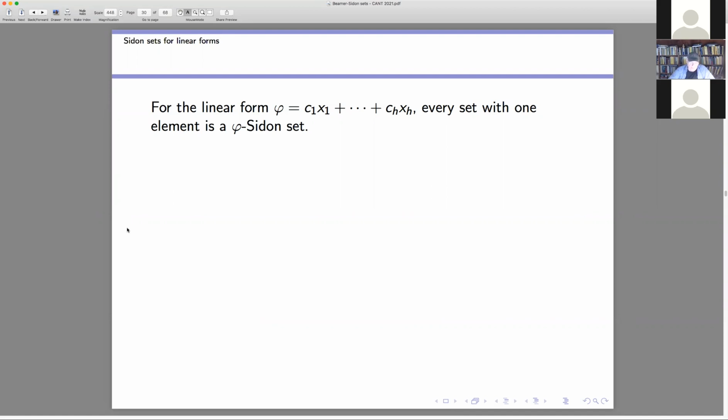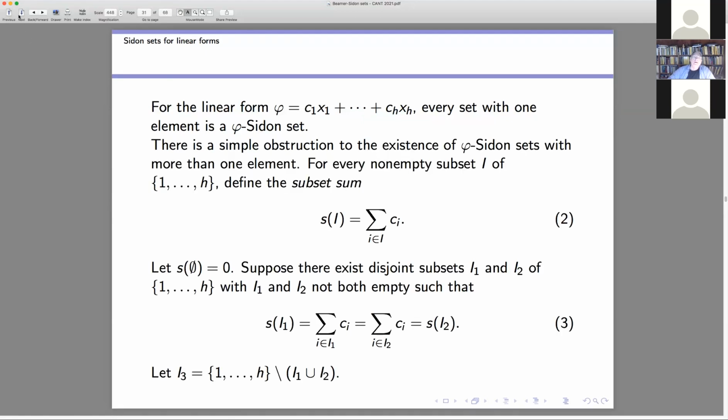Now, let's start with the most trivial thing. If you take a set with just one element, it's a Sidon set for everything, because there's only one H-tuple. There's nothing else. So every set with one element is a phi Sidon set. And you might ask, well, okay, that's not so exciting. What about a set with two elements? Can you find a two-element set which is a Sidon set for your given linear form phi? And the answer is sometimes yes and sometimes no.